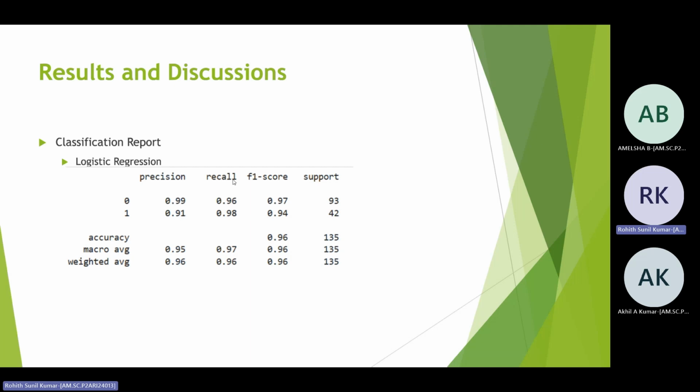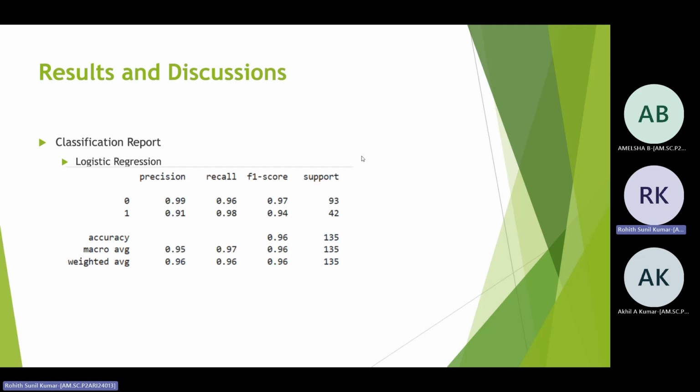And then recall. Recall is the ratio of true positives to the total actual positives for each class. For class 0, we have 96%, and for class 1, we have 98%. Then F1 score. It is the harmonic mean of precision and recall, providing a balanced measure of the two. For class 0, it is 97%, and for class 1, it is 94%.